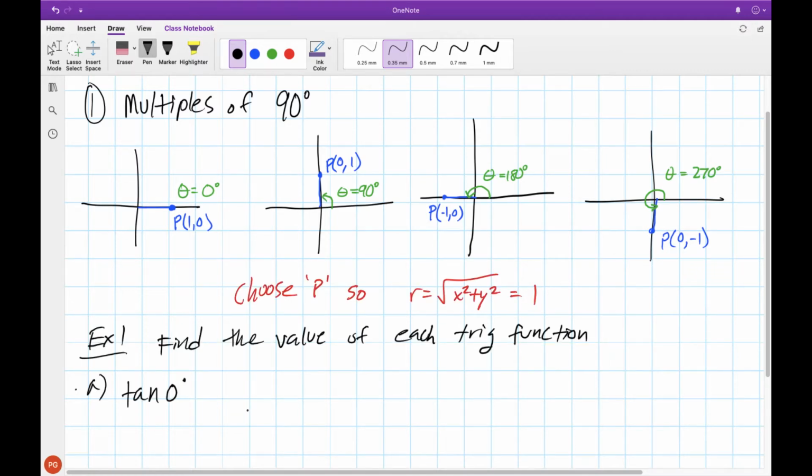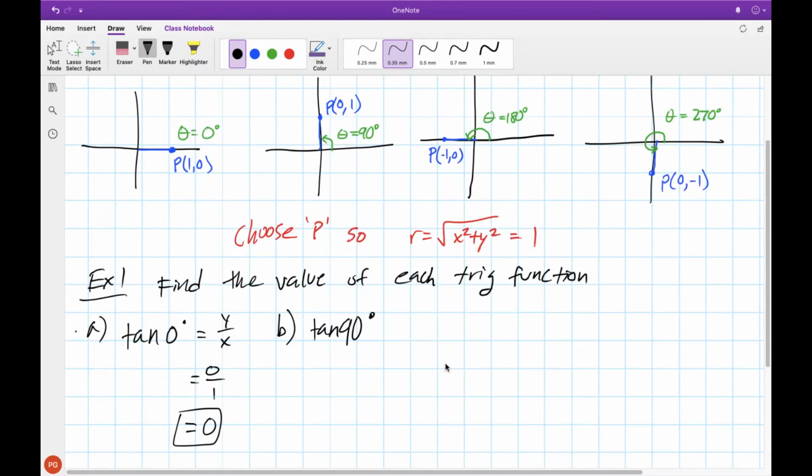So let's do some examples where we find the value of each of our trig functions for different angles here. Let's start off with tan of 0 degrees. If you recall, tan is defined as y over x in this case. As we can see for our first example, x is 1, y is 0. So our answer for tangent is just going to be 0 in this case.